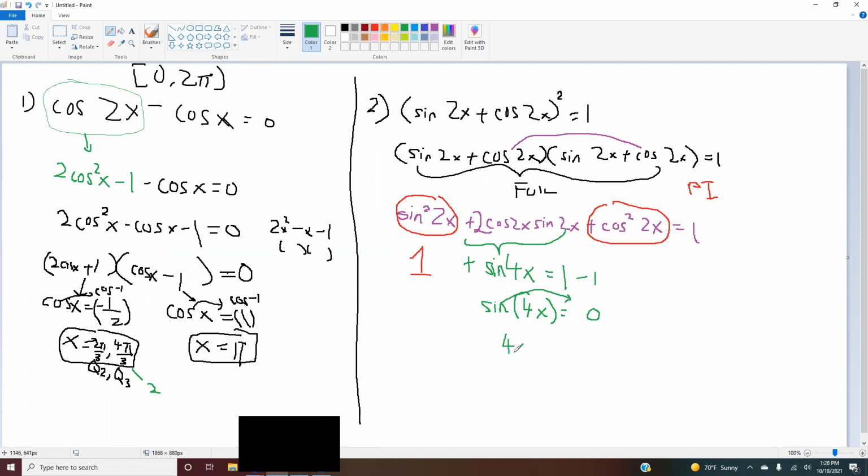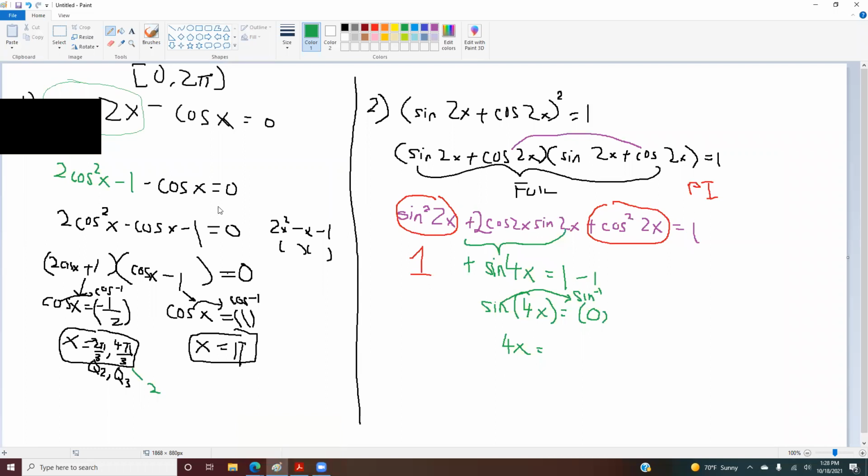Can someone tell me what is the arcsine of 0? Arcsine of 0 is pi. Oh no, wait, would it be 0? Sine is x or y? Sine is y. So which one of these gives us y equals 0? Pi and 0. 0 and pi, yep. Because you got 2 answers and because you got 4x, you have to give me 8 of these.